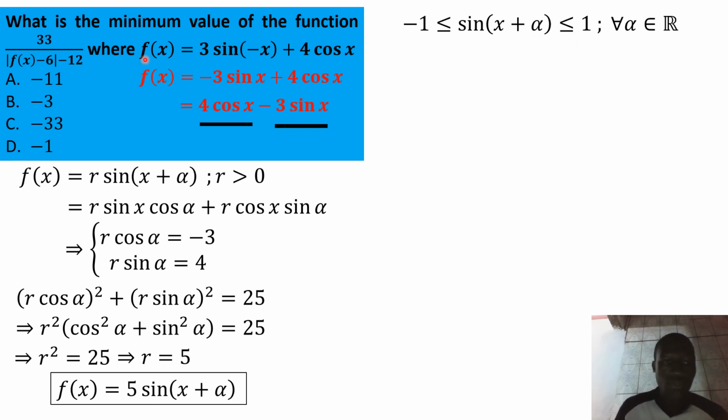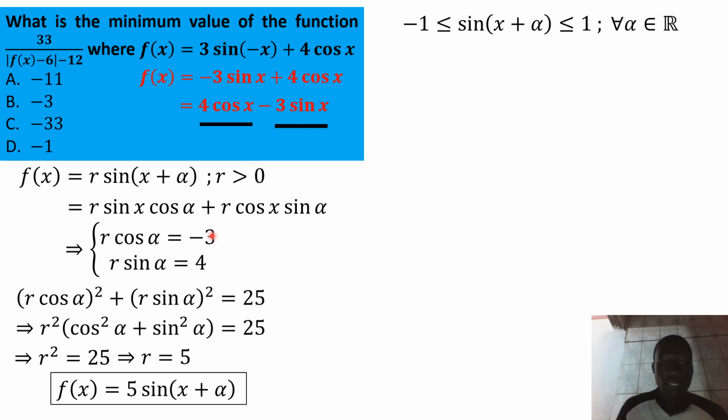Now we come back to the function we want to find its minimum value, and we study the function carefully. Whenever you have a function that is rational, you begin with the denominator. And if you look at this denominator, there's an absolute value there. So I'm going to begin with what I know, which is the f of x.